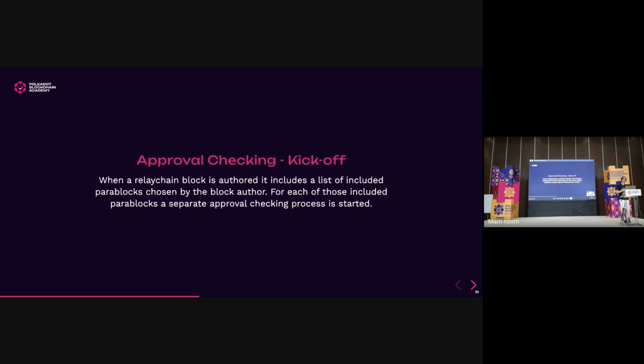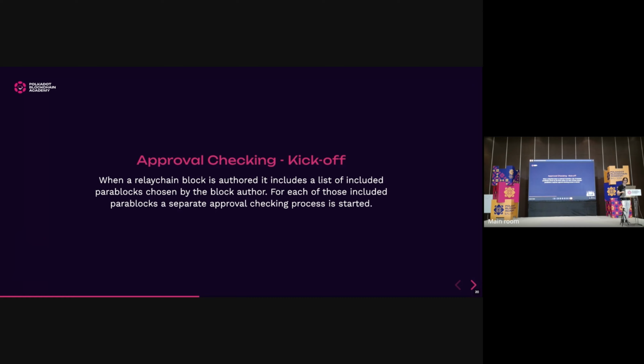So the whole approval checking process, like figuring out who is checking what, what am I supposed to check as an approval checker, has this first round we can call a kickoff. Whenever we spot some included parachain blocks, we then move to something we call a tranche assignment. Essentially trying to figure out, am I supposed to be checking it, and when am I supposed to be checking it?